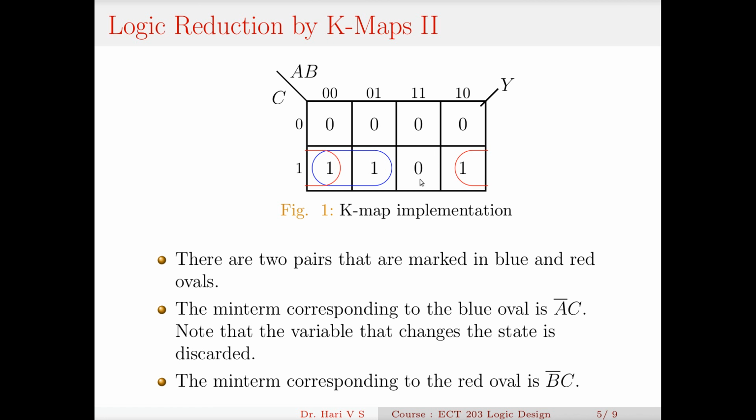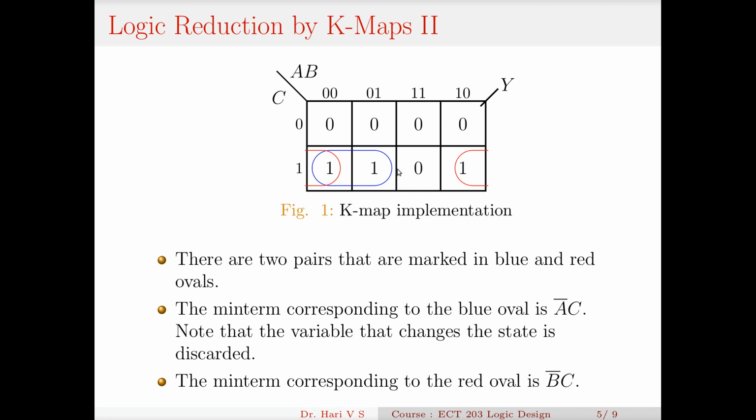Now what you have to do is, first you go for octets. There is no octet. There are combinations of ones. How many ones come together? Here you can see that some ones come as pairs. Whatever I show in this, I know this is a sum of products expression, so I need to go for the cases where the y is 1.